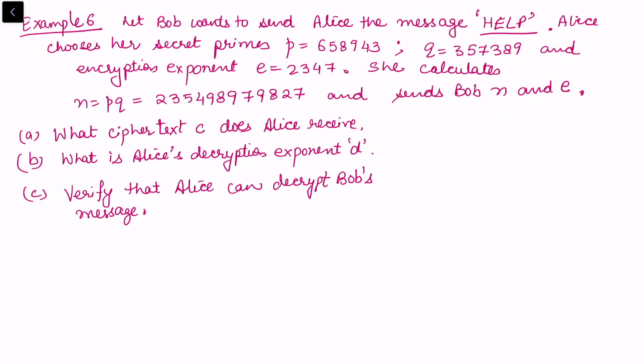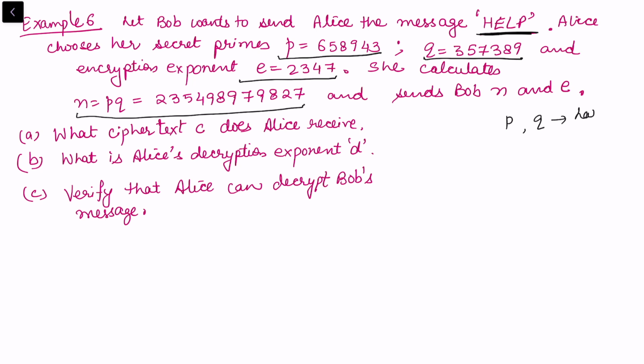Now in this sixth example, let Bob want to send Alice the message help. Alice chooses her secret primes P and Q and the encryption exponent E, and she calculates N, which is this large integer. Here you can see that this problem becomes difficult if the primes P and Q which are selected are 100 digits long, and then we calculate N. So obviously the calculation of phi n becomes difficult.